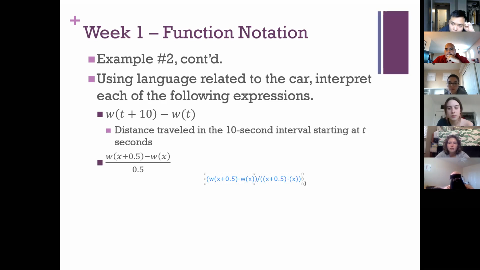The average distance, not average distance, average rate of change. In this context, if you just look at the numerator, what does the numerator represent? A change in what? Distance. Change in distance. And the denominator is a change in what? Time. So change in distance over change in time gives me what? Speed. So the reason I'm dividing this by 0.5 is I'm looking for an average speed.